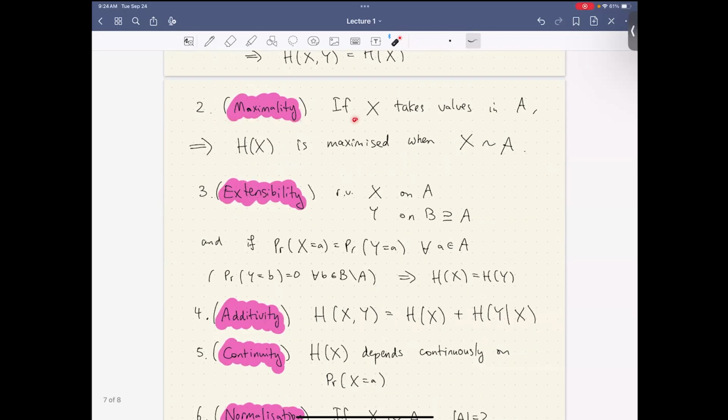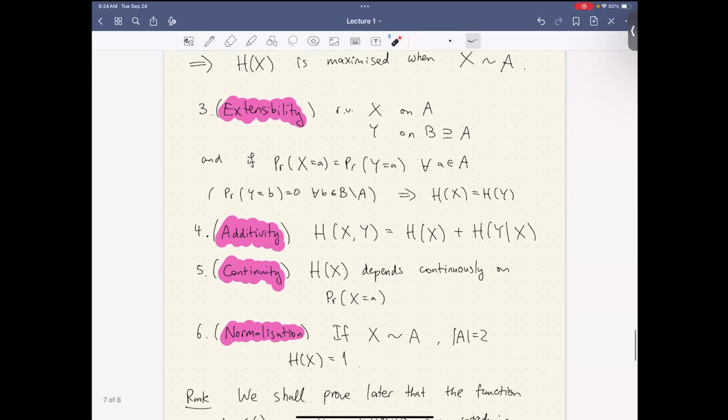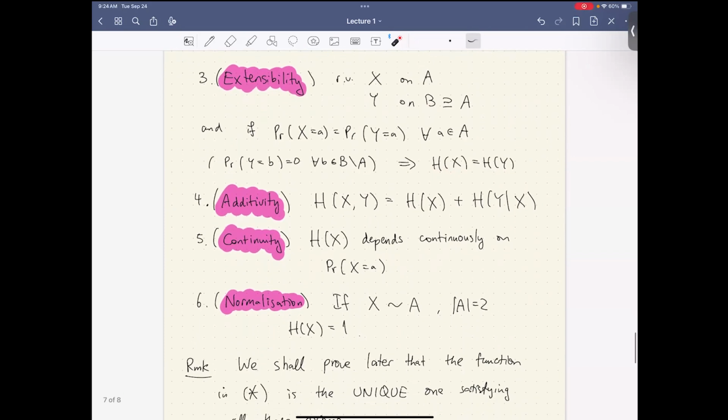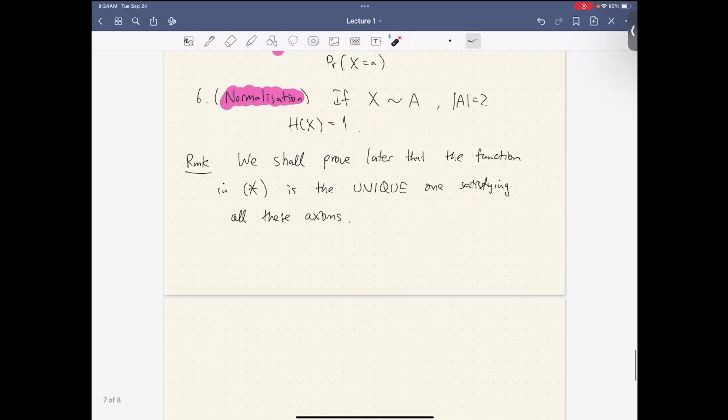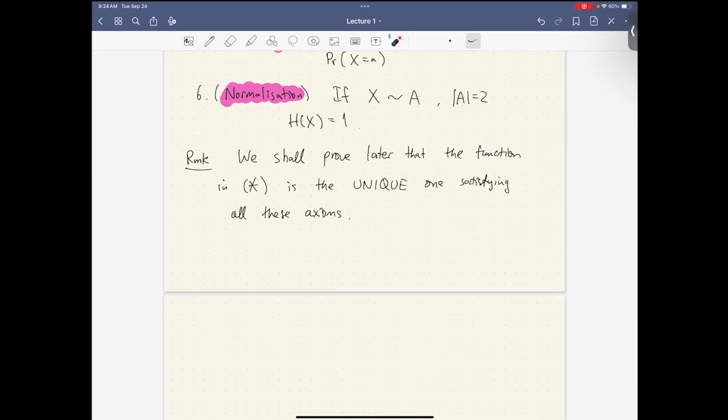Maximality says if you have a random variable distributed over a set, its entropy is maximized when it's uniformly distributed. Extensibility is nothing but if you add some dummies, it doesn't change the entropy. Additivity says the joint information equals the information of one of them plus the additional information you get from the other one. Continuity is just a technical one. Normalization is a way of normalizing the entropy: if uniformly distributed over a set of size 2, entropy is 1.